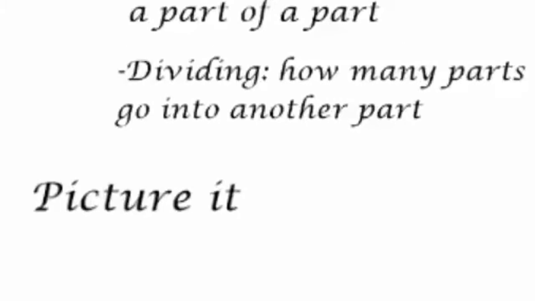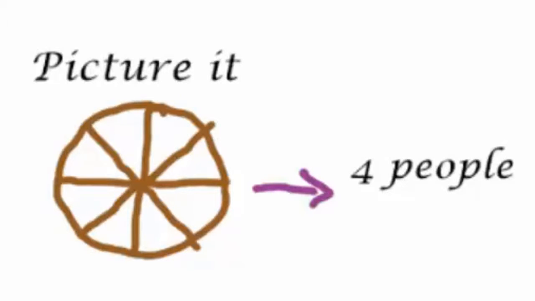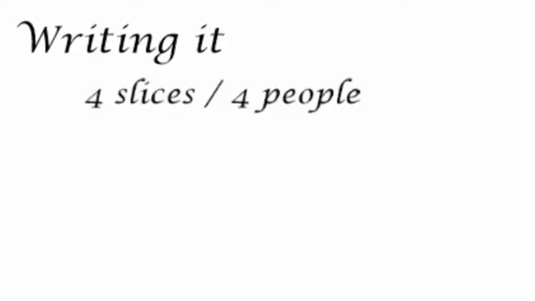Before we go any further, let's take a look at this visually and let's picture it. So let's imagine that we have a pizza, and this pizza has 8 slices, and in this pizza we have a certain amount of slices left and we're trying to divide that between 4 people. We're trying to make sure that everybody has an equal share of whatever's remaining of a pizza. So think of how we write it. Let's say we have 4 slices left and we're trying to divide it between 4 people.